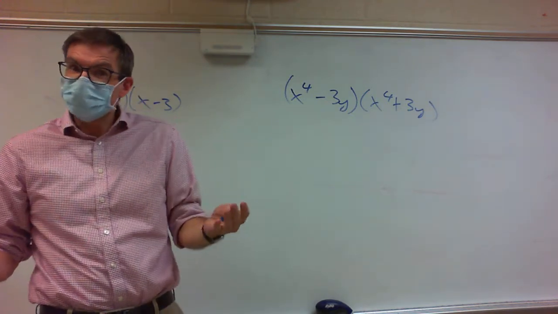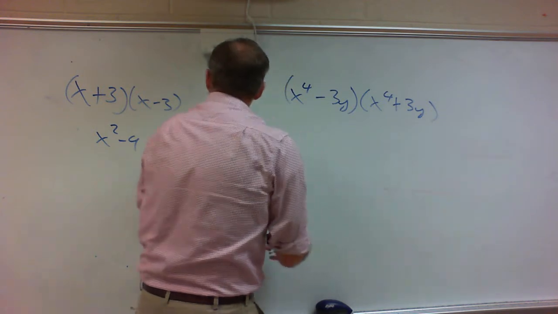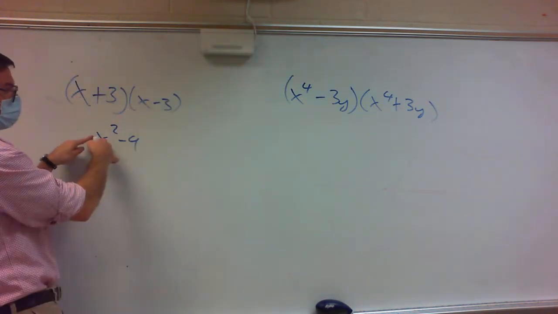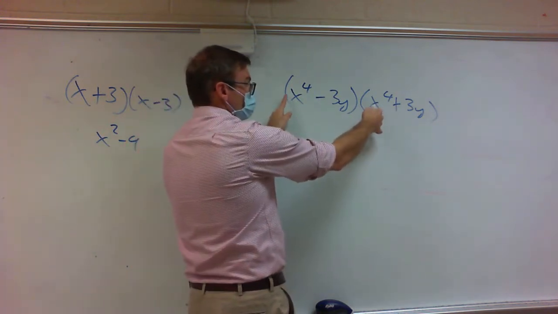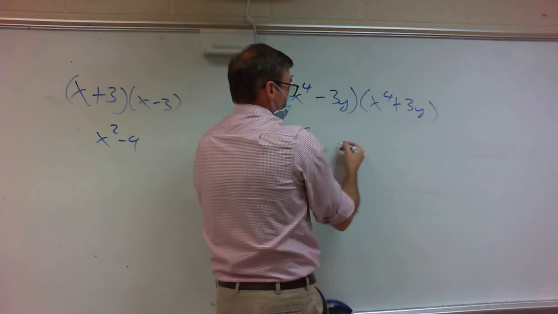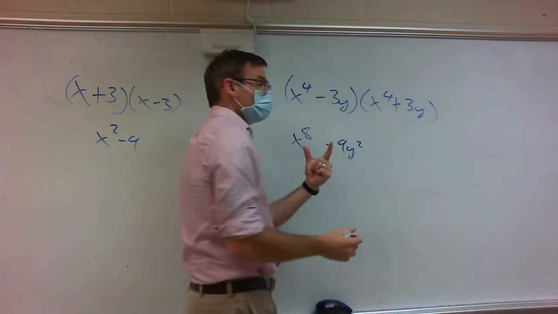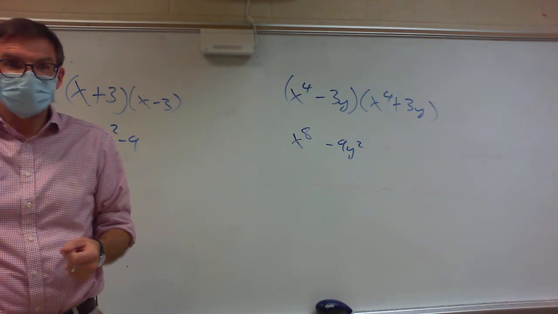And so how you get your answer is I'm just worried about my first term and my last term. My first term came from x times x. My last term came from the 3 times negative 3. So in this case, my first term is this times this, which is going to give me x to the 8. My last term is going to give me minus 9y squared. So now I've multiplied it out. All right? Okay.